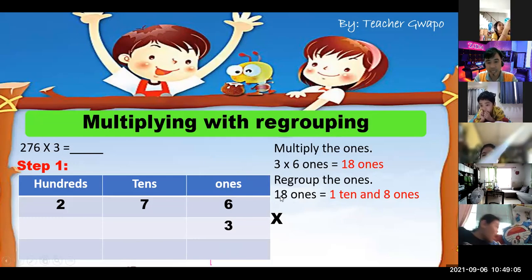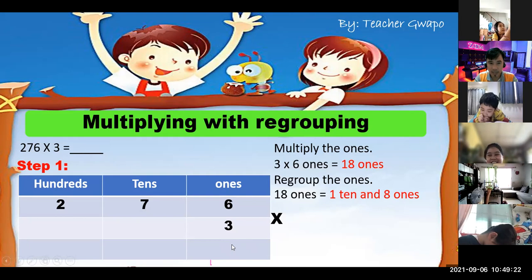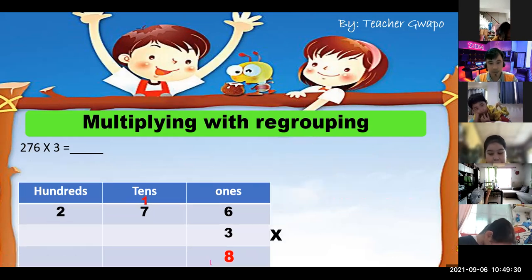Number 18 has 8 ones, right? So we need to write 8 in ones place, and then 1 in tens place. We will write here 1. Do you understand? Again, 6 times 3 is equal to 18, so write number 8, and write number 1 in the tens place. Now, if we are done with this already, we proceed to step number 2.